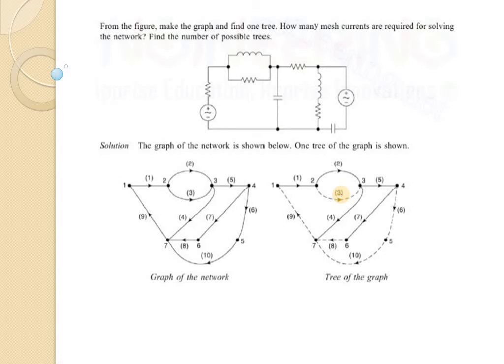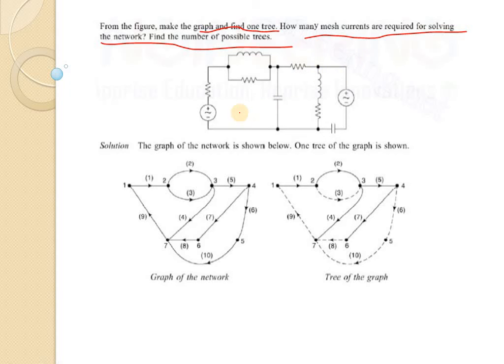Now we will see an example of graph theory. So let us consider this circuit is given. From this figure, we have to form the graph first, then find one tree, and then find how many mesh currents are required for solving the network and the number of possible trees. These things we have to find.